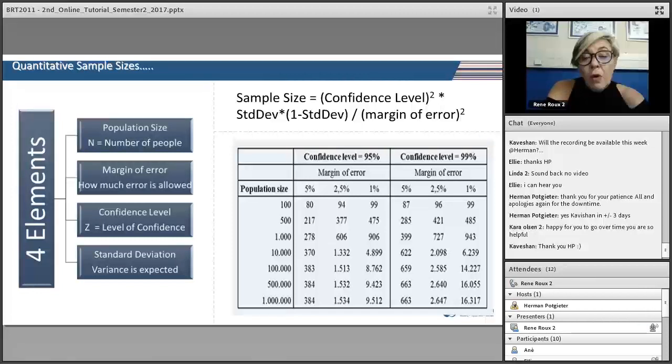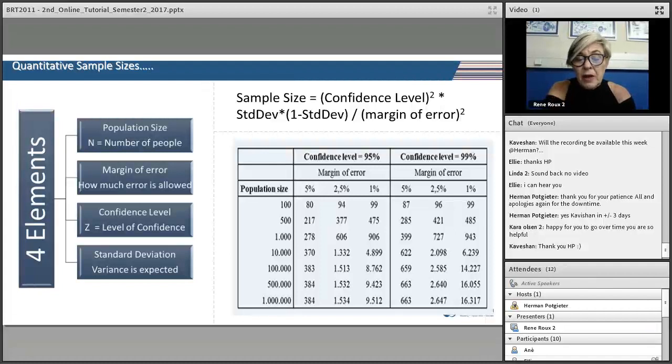to find out what my sample size must be, let's say the population size is 10,000 people. We know there are 10,000 people. We want confidence of 95%. So we want to be 95% confident that our findings will be right. So we work on this column.